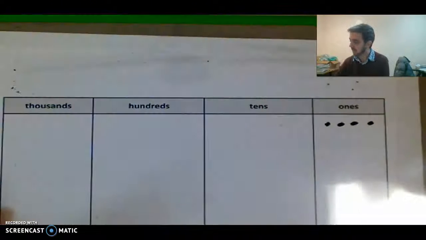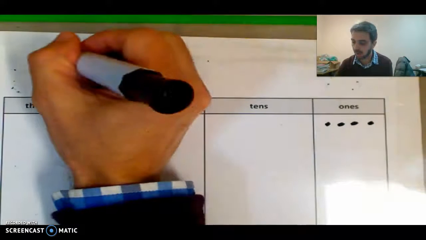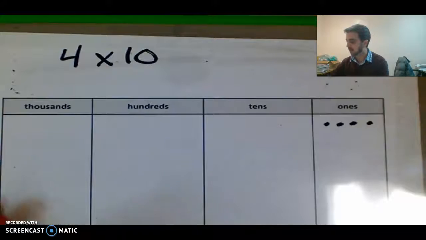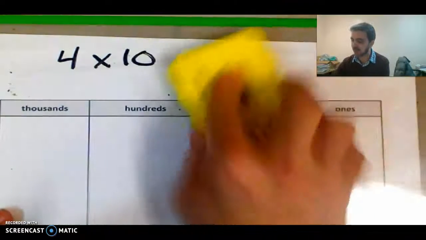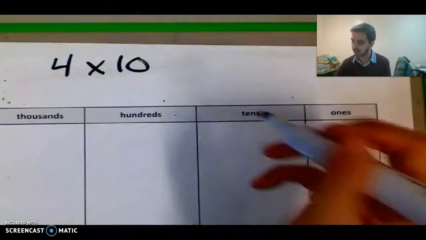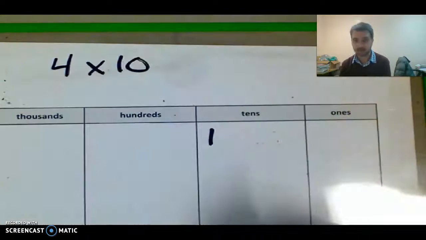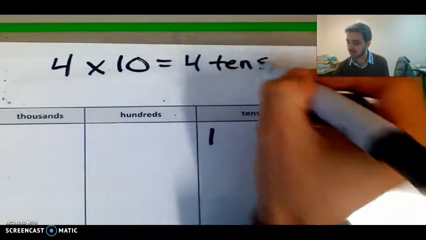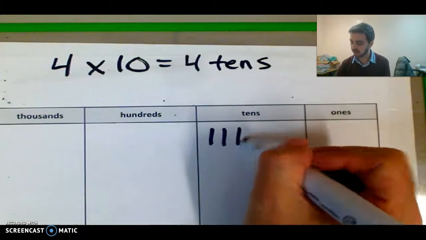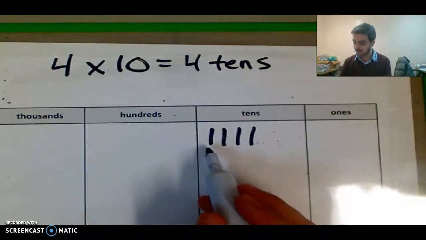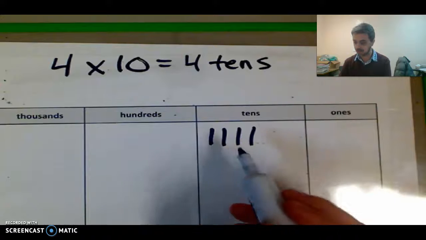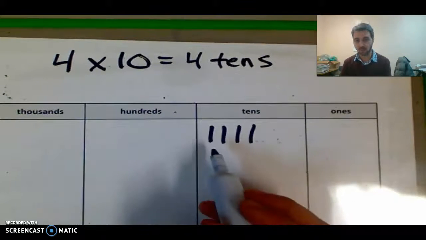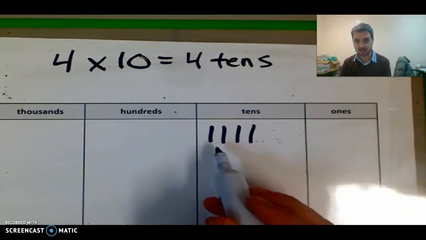What if I did 4 times 10? Okay, so how do we show tens on the place value chart? Well, this is 10, right? So what I really have here is 4 tens, because I have 1, 2, 3, 4. I have 10 four times. 10, 20, 30, 40. Okay? So this would be 4 times 10.